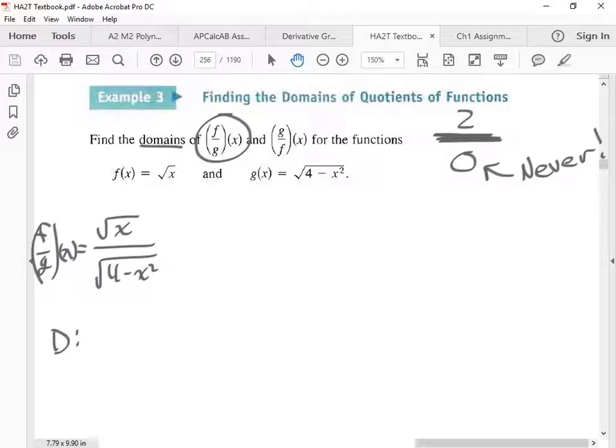Okay, so this is no bueno. 2 divided by 0, never. You can never divide by 0. That equals undefined. There's nothing. We don't know the answer to that. Doesn't exist. Okay, well, what about this guy right here?